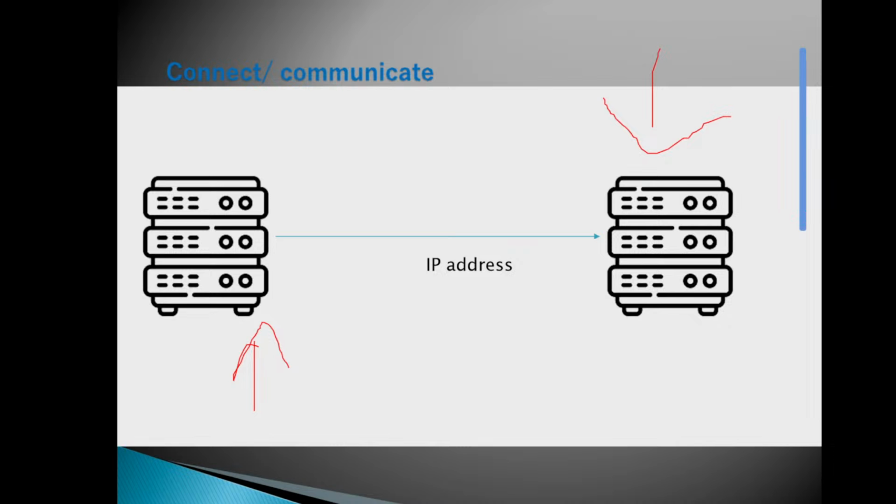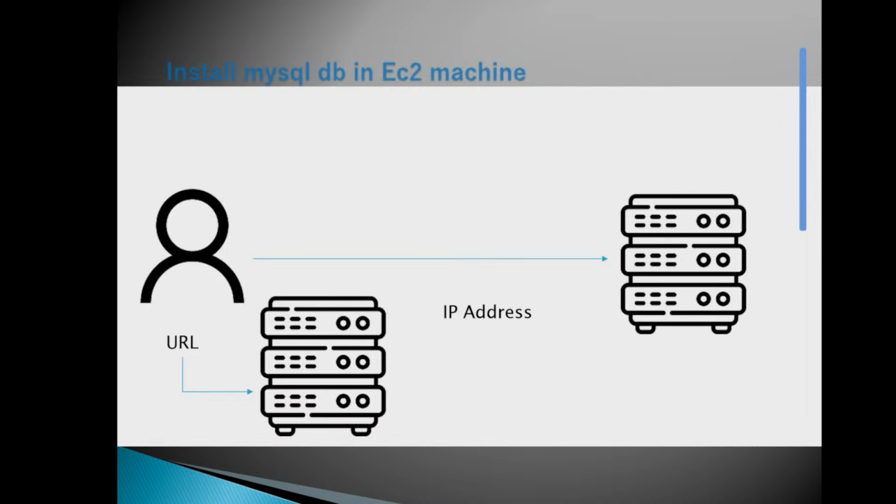You are entering google.com, but the computer doesn't understand google.com. It understands IP address, right? If you are entering any URL, it doesn't understand that URL. It requires an IP address to communicate to that server. What is the server you are talking about?